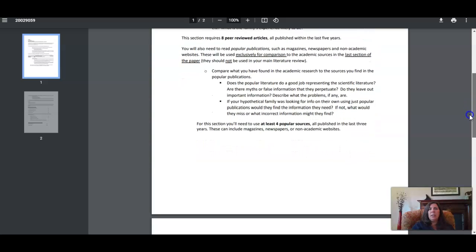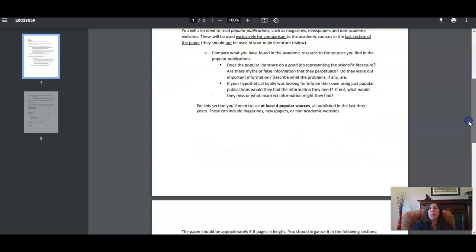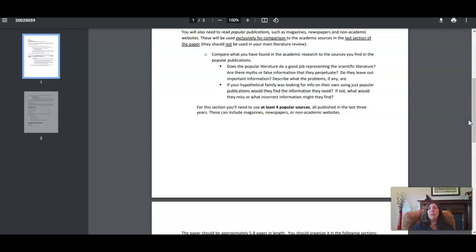In addition, you also are going to need, the last section of the paper asks you to imagine the resources that the typical person or the average family would use to find out more about a disorder that is occurring in their family.